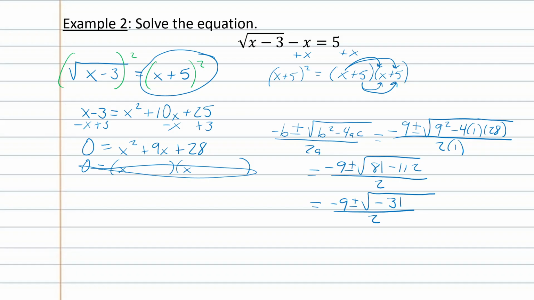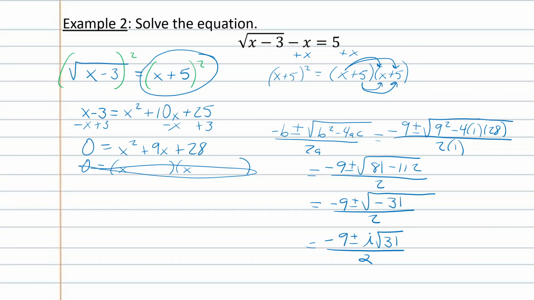So we do wind up with solutions here, but if we write them appropriately, they're imaginary or complex solutions. So here I have negative 9 plus or minus i square root 31 all over 2. So it is possible here to get imaginary solutions. If it asks you if there are any real solutions, there are no real solutions to this particular case. There are only imaginary solutions to this case.